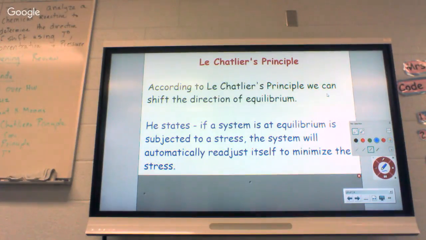That is the current plan. Tomorrow we're going to finish with Le Chatelier.